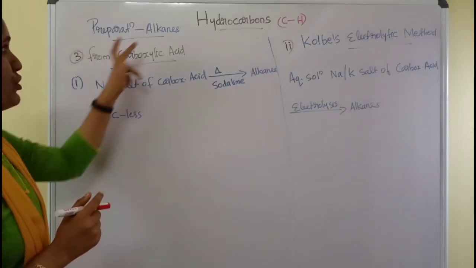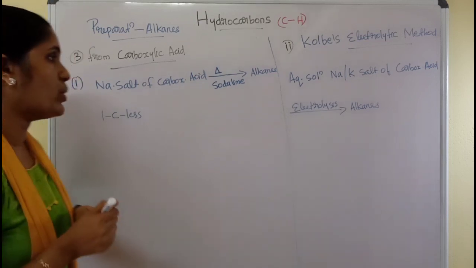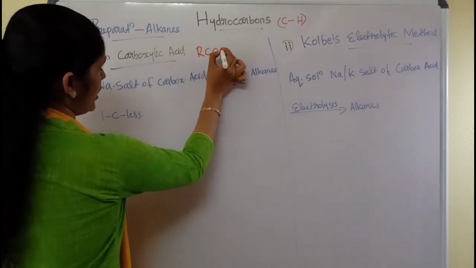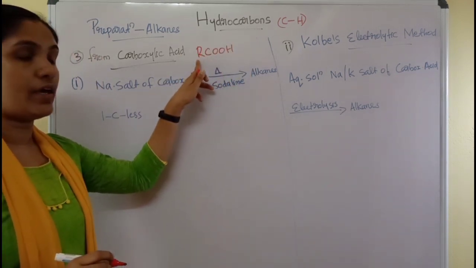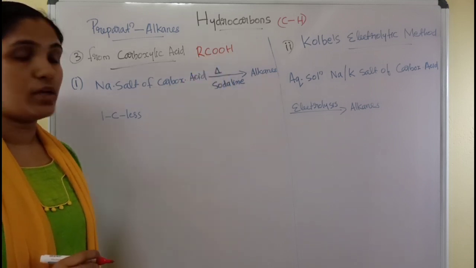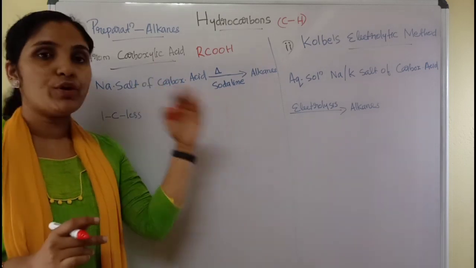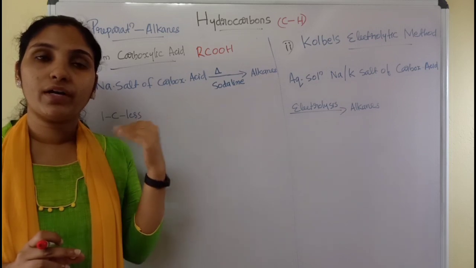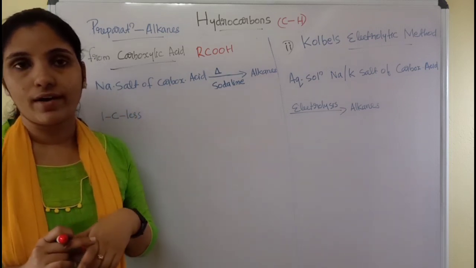Third method of preparation of alkanes is from carboxylic acid. We know what is carboxylic acid. The functional group is RCOOH. This is carboxylic acid. R can be any of the alkyl group. So RCOOH is the functional group of carboxylic acid. We cannot prepare the alkanes directly from the carboxylic acid. We can prepare it from the sodium salt of carboxylic acid.